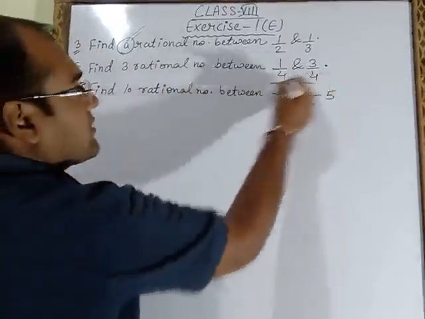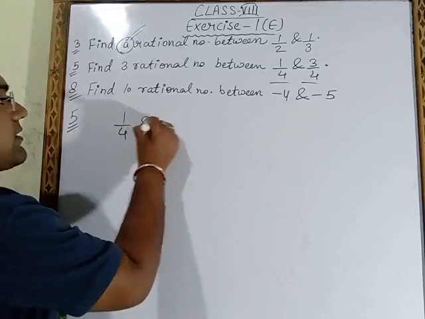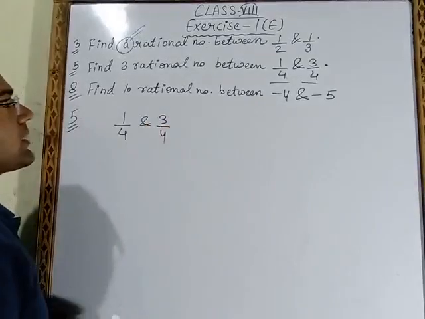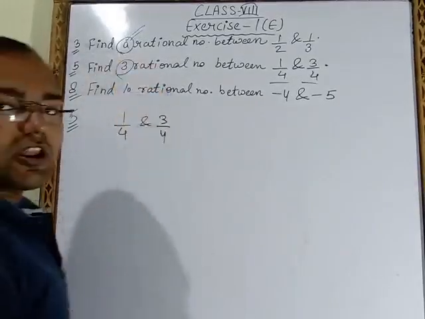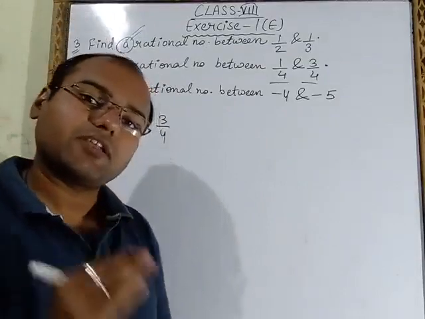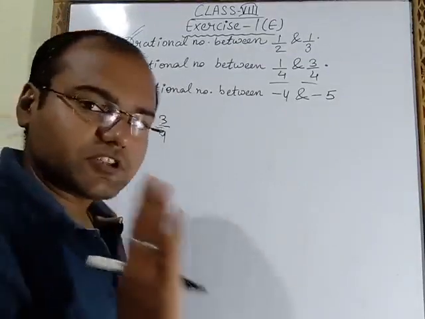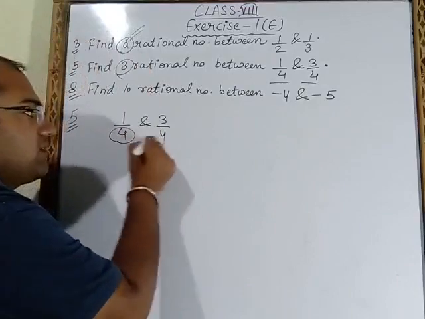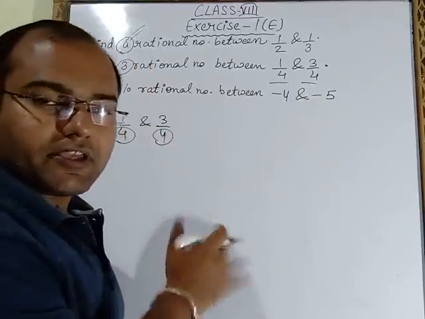Two numbers are given, 1 upon 4 and 3 upon 4. We have to find three rational numbers. How many rational numbers do we have to find? We have to find 3. So first of all you have to make the denominators same. But in this question, if you check, the denominators are already the same.